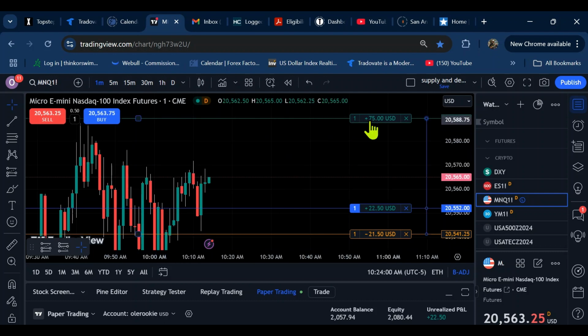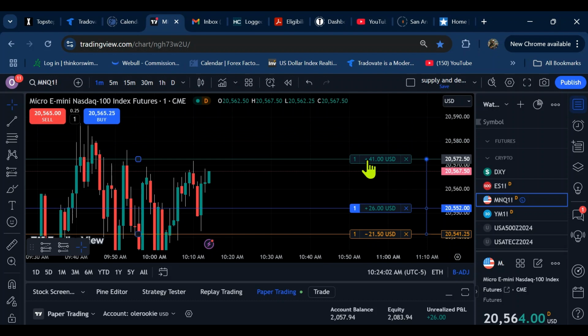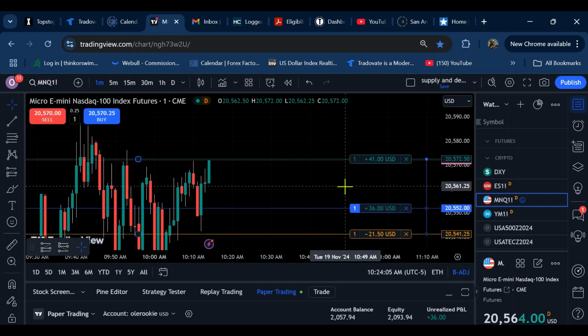Because those people that are short are going to be putting their stop at the most recent swing high. So when it pops that, watch what happens. See, that should have filled my order, but it didn't. I don't know why.